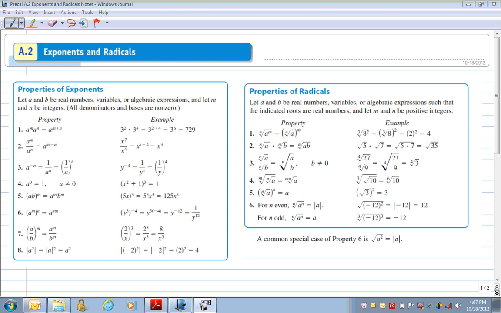Most of these you probably are very familiar with. A few of them you might not, especially some of the special cases for odd and evens when you have a radical and an exponent in the same problem underneath the radical. So that would be like number 6 over here. And here's a common special case. Except for those, you're in pretty good shape. And we won't do a lot of those, but I do want to make you aware of them.